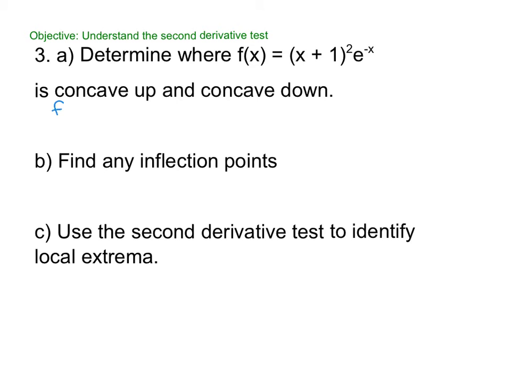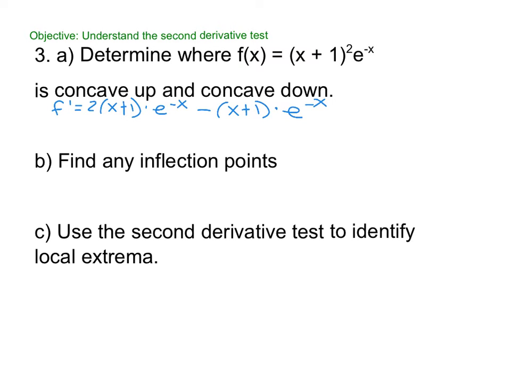All right, f prime equals 2x plus 1 times e to the negative x, and then that's the derivative of the first times the second. Derivative of the second. So it's negative x plus 1 squared e to the negative x. So that's the first derivative.